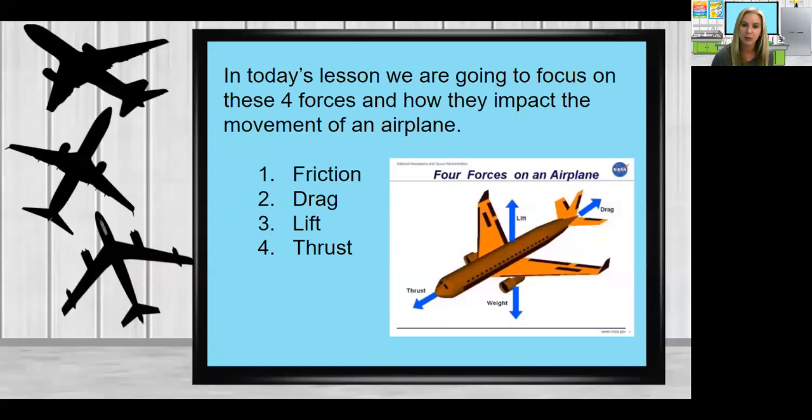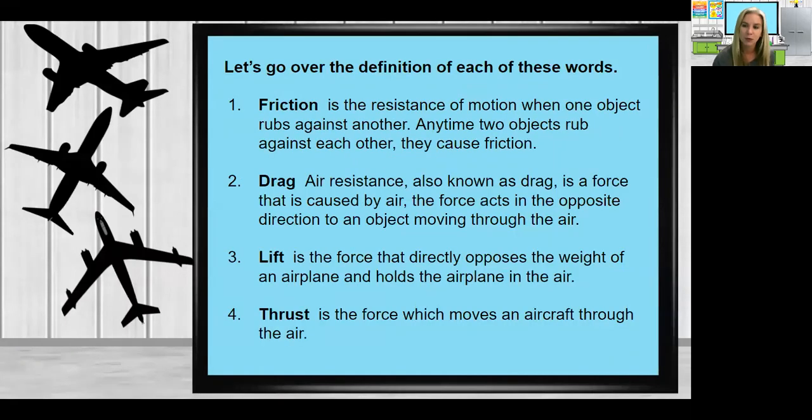So in today's lesson, we're going to focus on these four forces and how they impact the movement of an airplane. And those forces are friction, drag, lift, thrust. And if you look at the image I have from NASA of the airplane, it has it labeled where you're going to experience these four different forces with an airplane. So before we start this, let's go over each of these words and define them. And we're going to talk specifically about how these apply to airplanes.